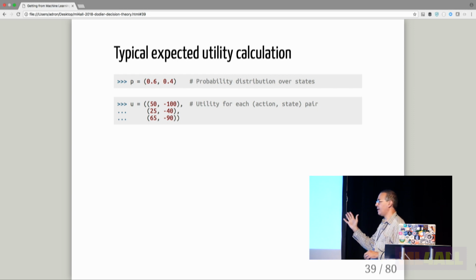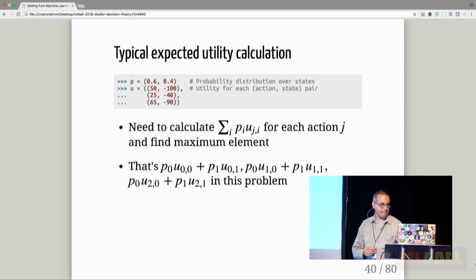And here are the utilities for each of the possible action and state pairs. So this array U has a number of columns equal to the number of states in the probability list, and it has a number of rows equal to the number of possible actions that we're considering. These values are something that I'm assuming are going to be assessed for each one of the action state pairs.